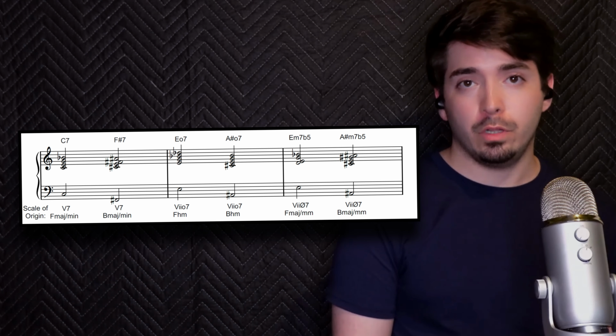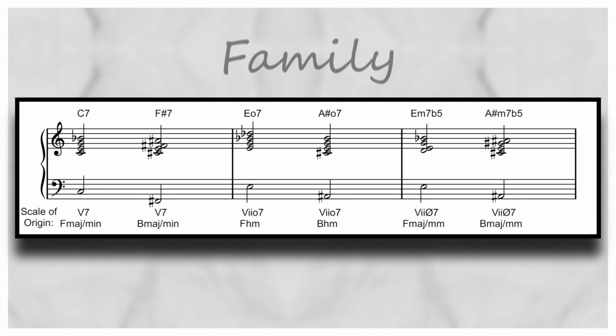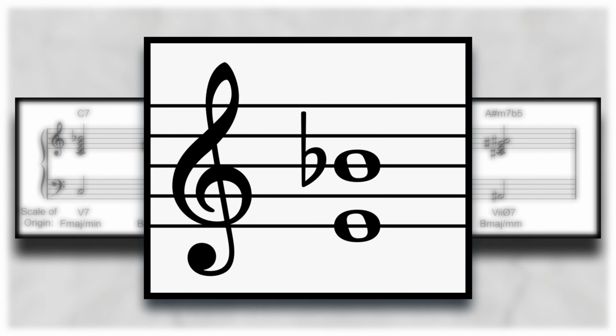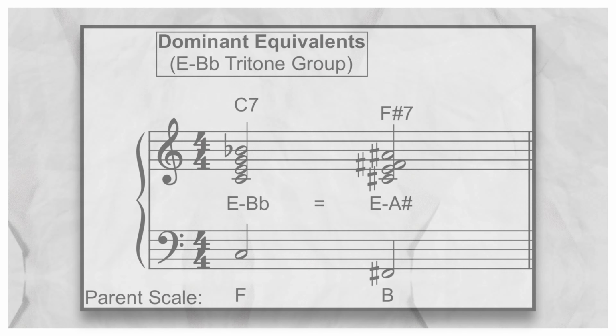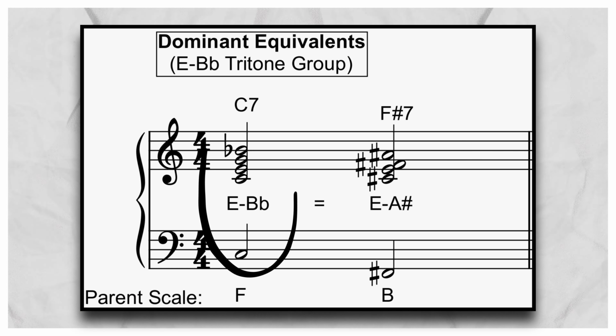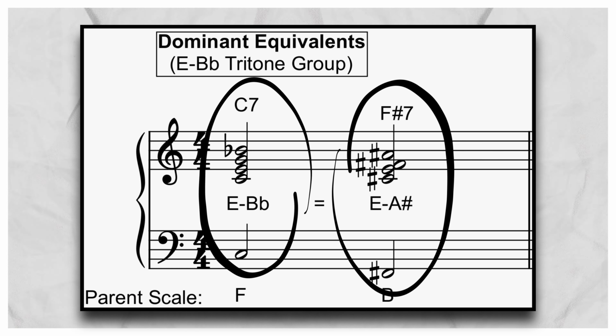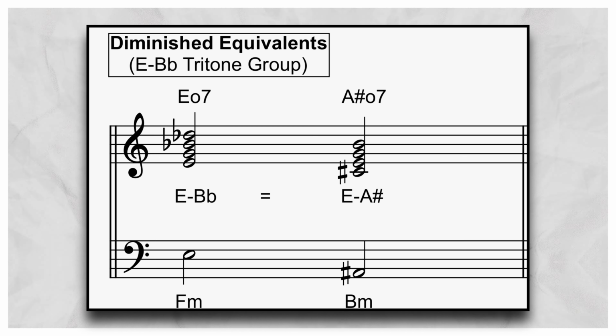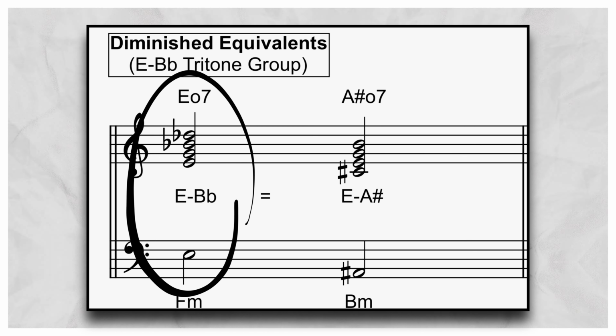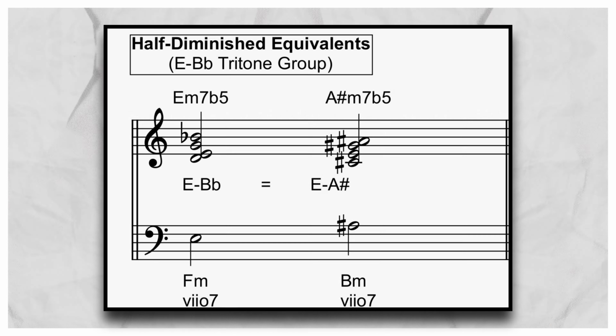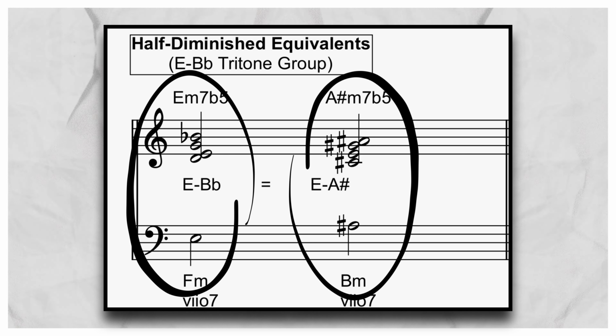Alright, so let's take a closer look at the chords at the start of the video and study how they're related. This set of chords is a family of tritone equivalent chords because they all contain the E to B flat tritone. We'll call this the E B flat tritone family. We have 2 dominant equivalents, 2 diminished equivalents, and 2 half diminished equivalents. But where exactly do these chords come from?